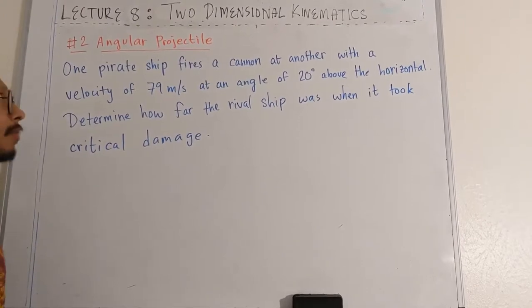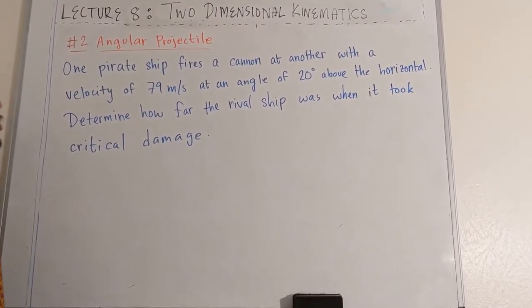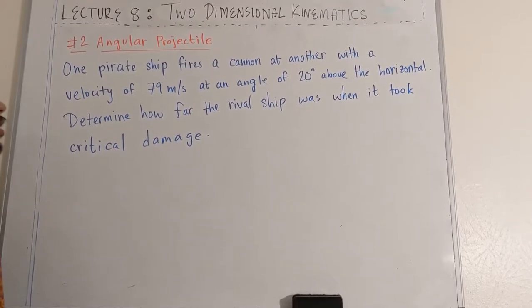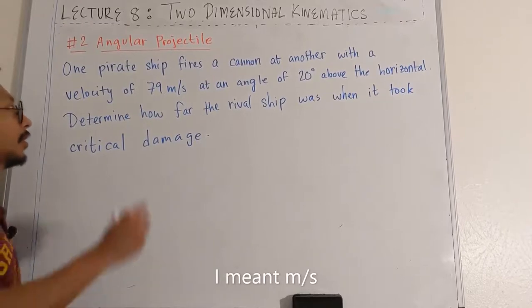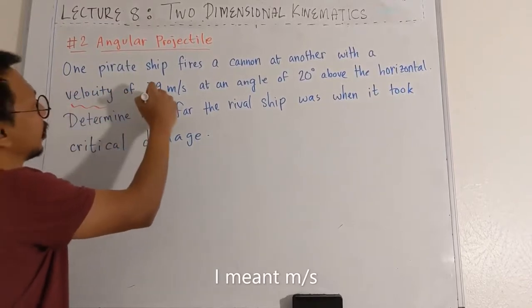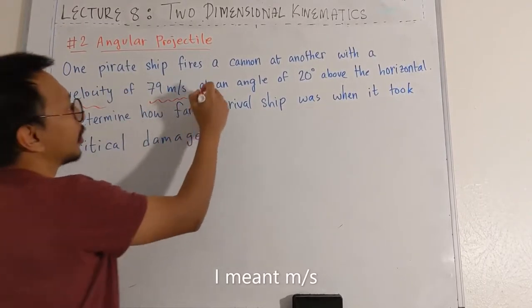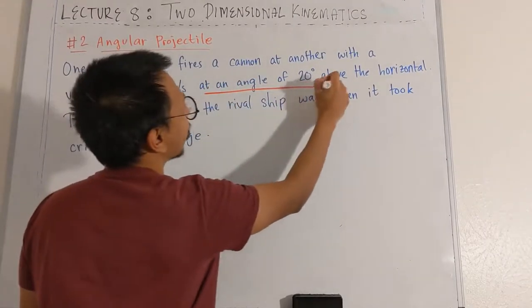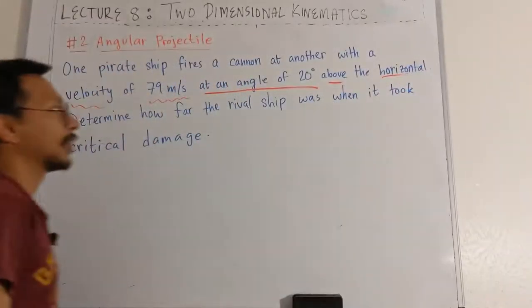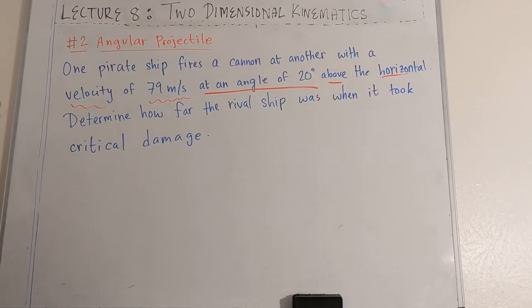Now let's look at an example for an angular projectile. The question reads: one pirate ship fires a cannon at another with a velocity of 79 meters per second at an angle of 20 degrees above horizontal, so above the x-axis. Determine how far the rival ship was when it took critical damage.